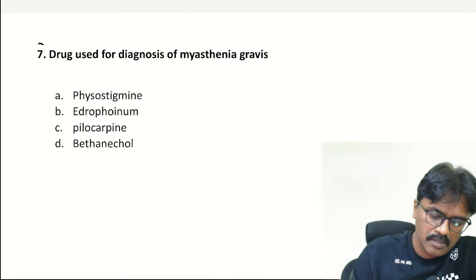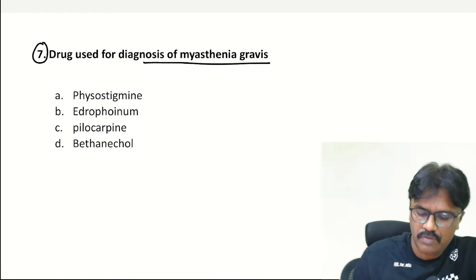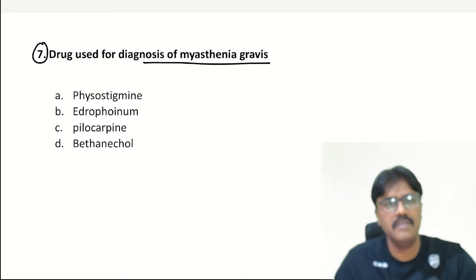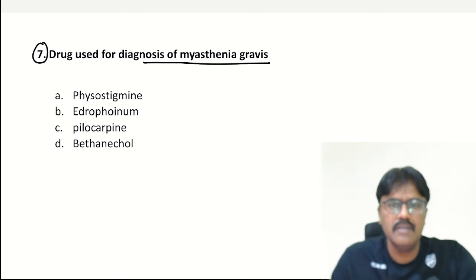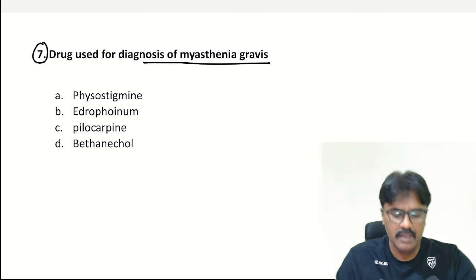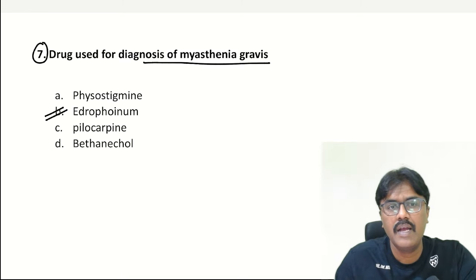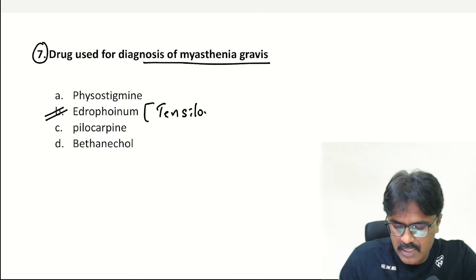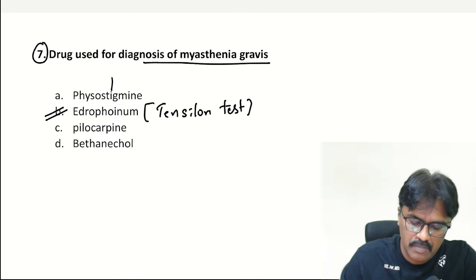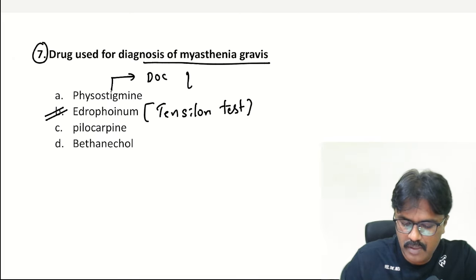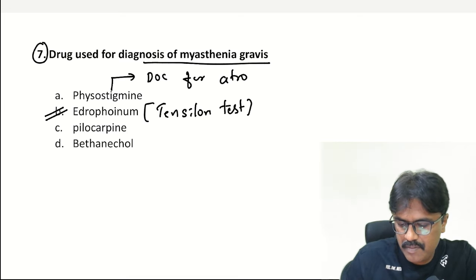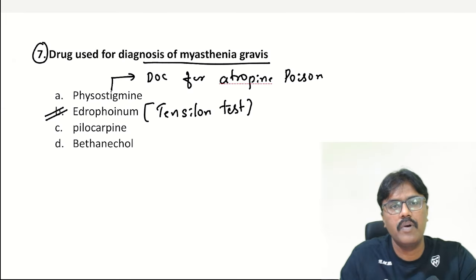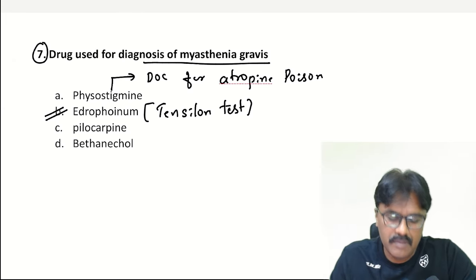Let us move on to the next question. Drug used for diagnosis of myasthenia gravis. You know, myasthenia gravis is a muscle weakness condition starting with ptosis and all. The drug to diagnose is called edrophonium. Edrophonium is also called by another name, the Tensilon test. Now, physostigmine is the drug of choice for atropine poisoning. Or they can ask you as datura poison or belladonna poison. Physostigmine is the drug of choice.